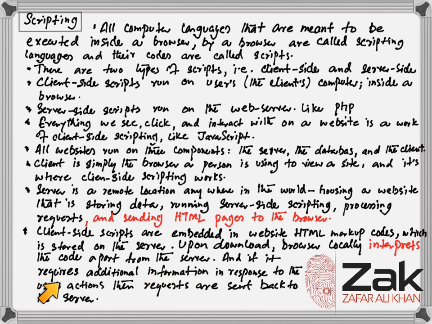And if it requires additional information in response to the user's actions, requests are sent back to the server. For example, you are looking at a page which is showing all the emails that you have recently received. Once you click an email, that click requires the email to be fetched. For that click, the system will go back to the server, and the server finds the related email and sends it back, which is then shown in your browser.